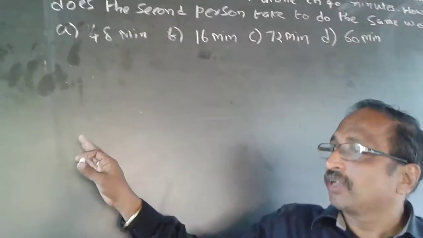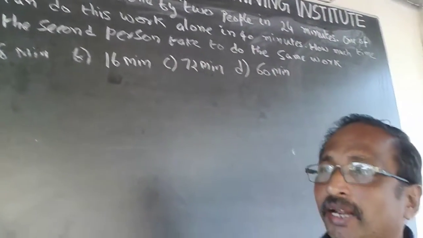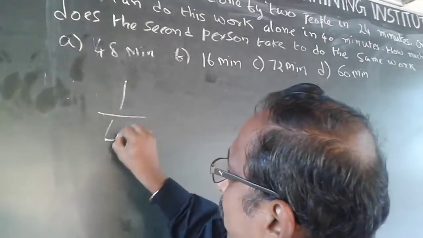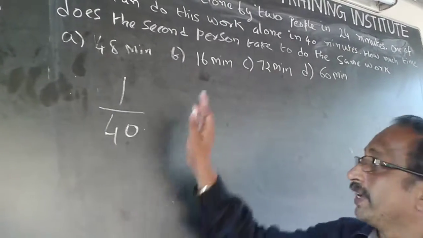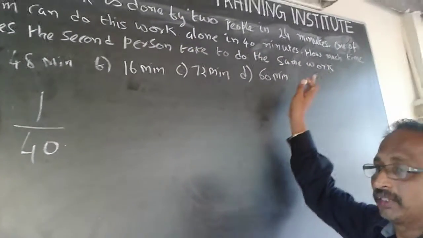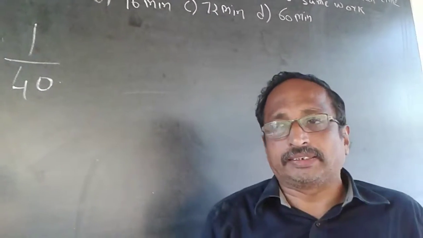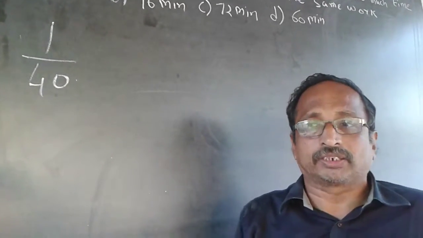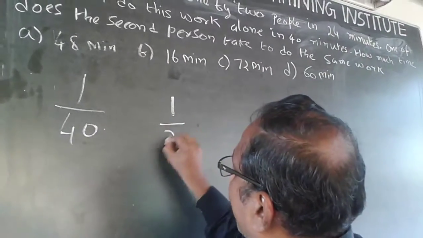Here, one person can do the work in 40 minutes, so in 1 minute he will do 1/40 of the total work. The next person, I do not know how much time he is going to take. So any variable we require, always treat the variable as x. I will take the second person's time for doing the work as x minutes. So in 1 minute he will do 1/x.